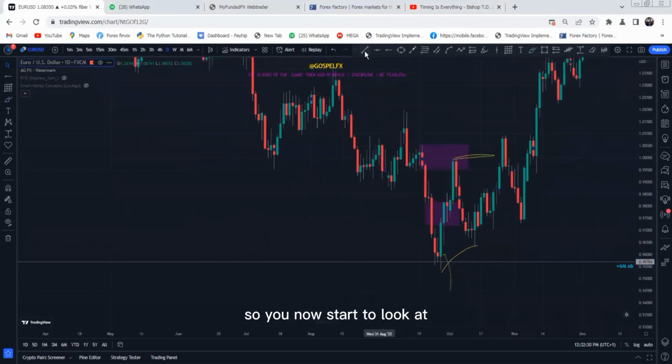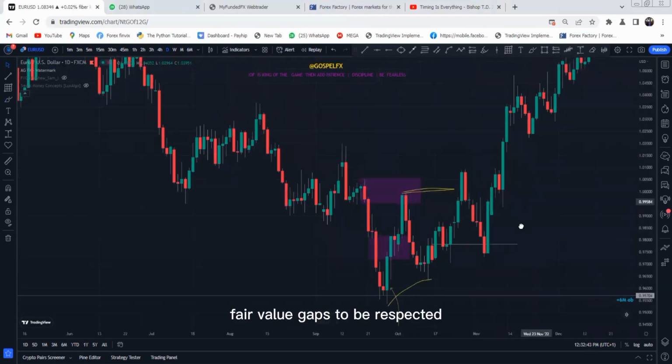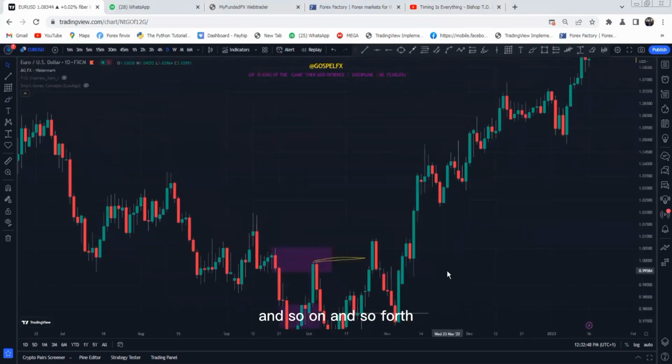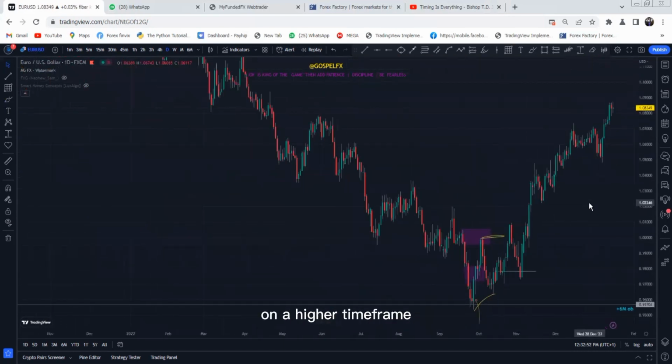So you now start to look at bullish order blocks. Those are the levels that are going to hold now. Any bearish order block now is not going to hold. If it holds, it's just for a retracement and for price to continue moving up. So you start looking at bullish order blocks now and bullish fair value gaps to be respected, and so on and so forth, till price gets back to a good level on a higher time frame. That's how the market works, right?